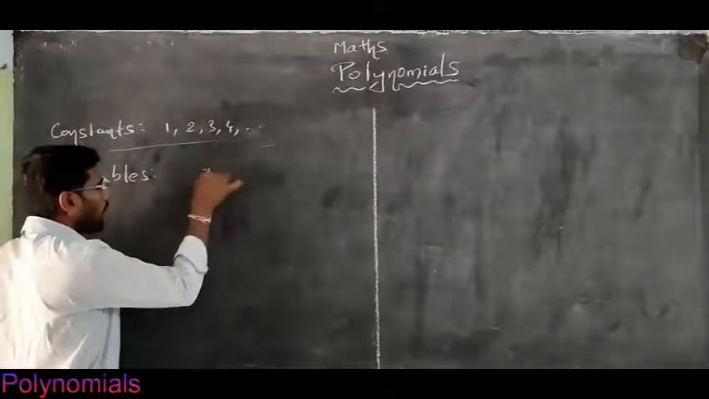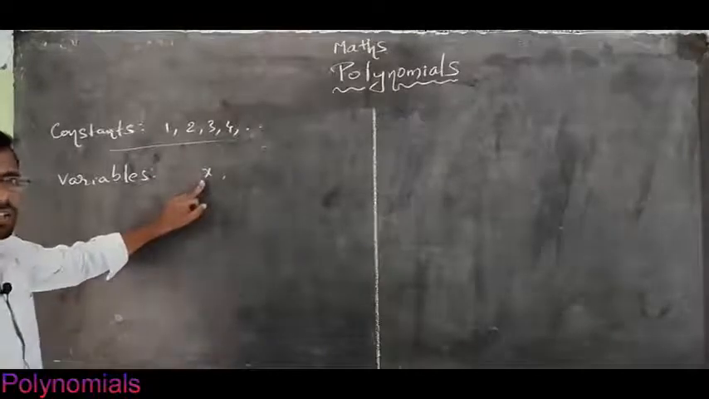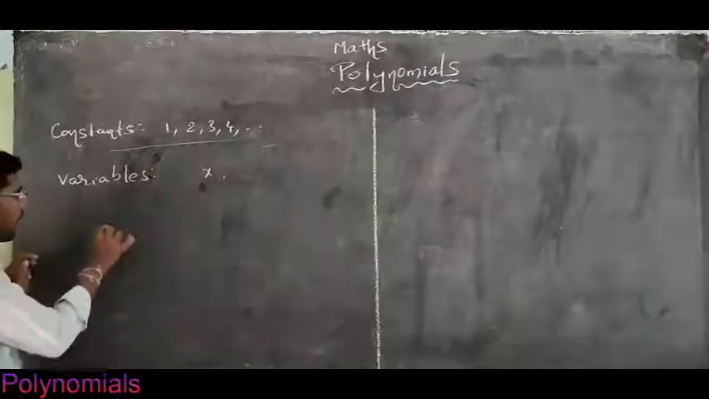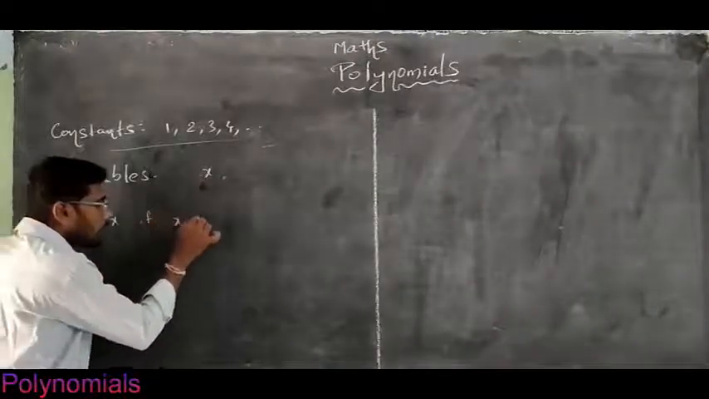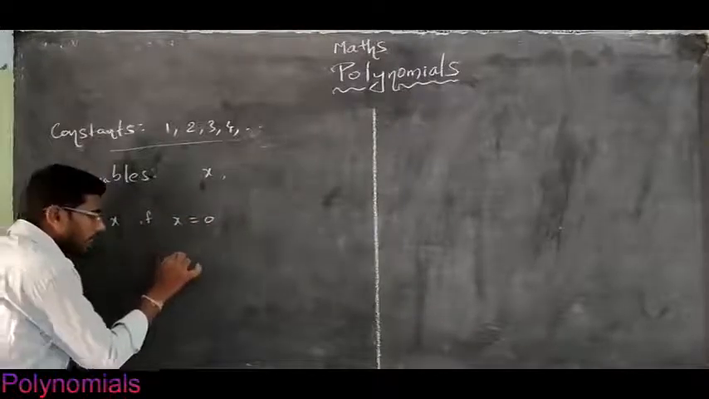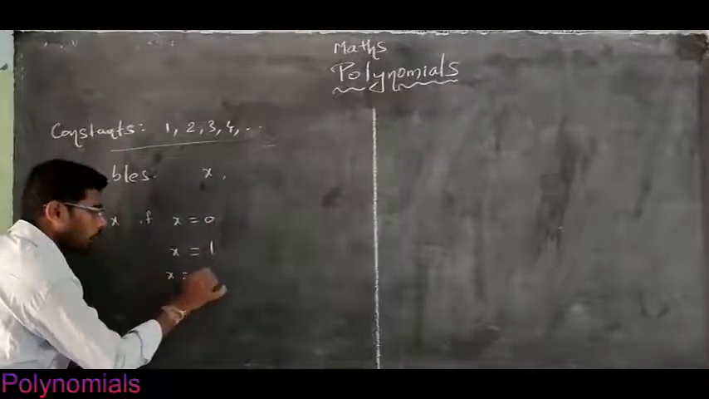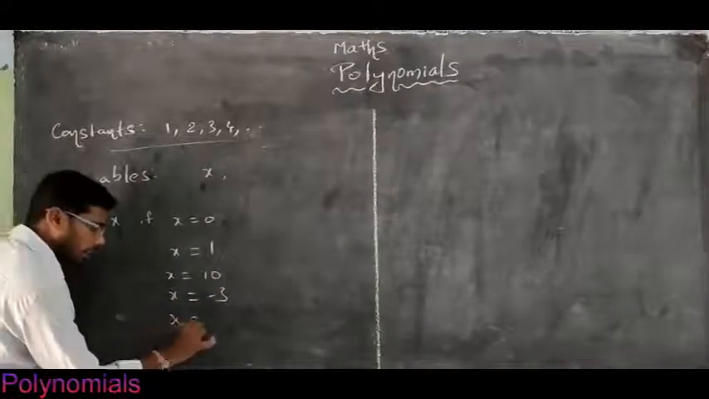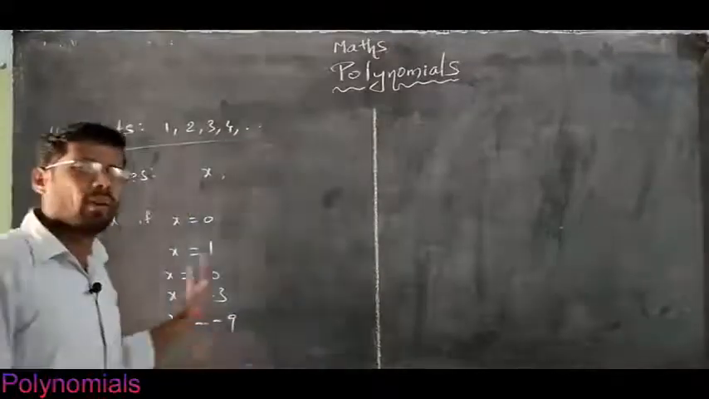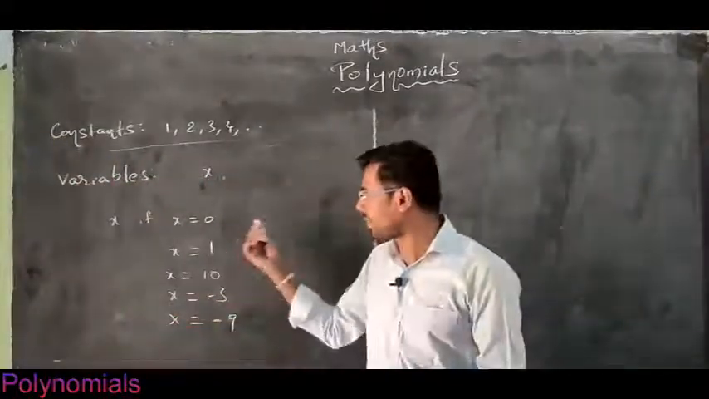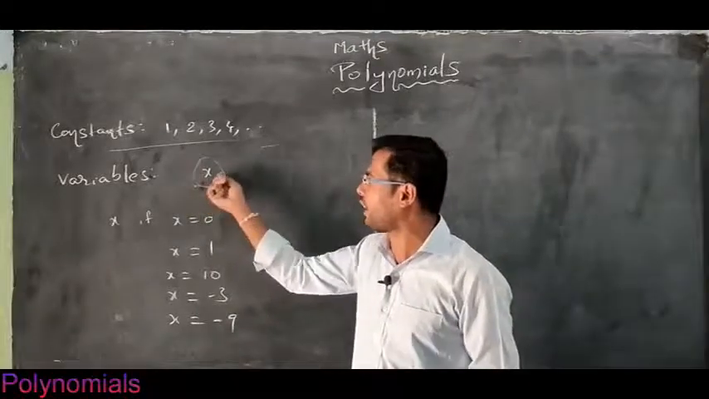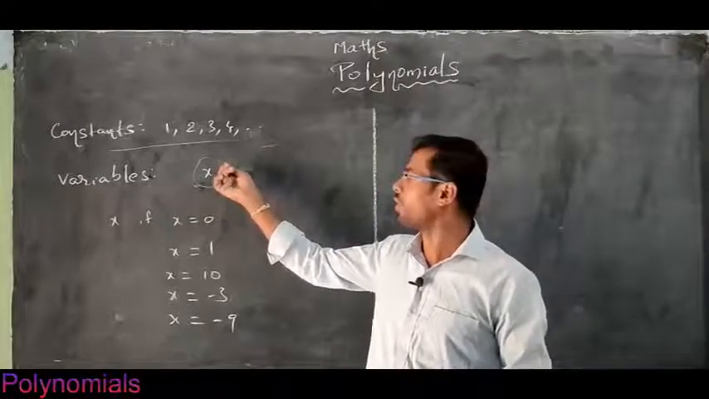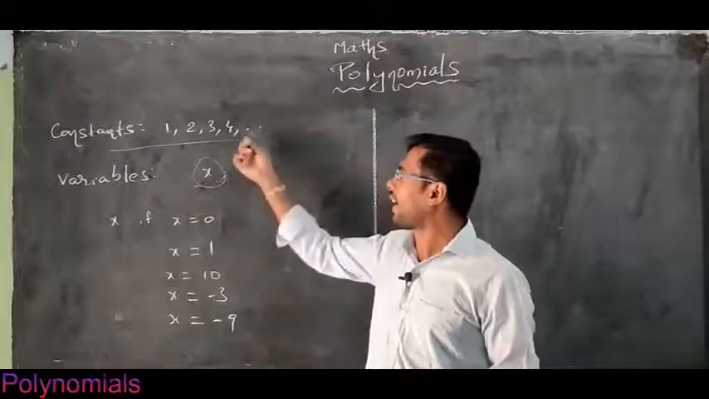Variable means what? Suppose I am taking x. Here I am taking one alphabet, and I am assuming that alphabet is x. Here I can take x equals 0. I can take x equals 1. I can take x equals 10. I can take x equals minus 3. I can take x equals minus 10. Any number or any value I can take. Its value is changing. Whatever value we can assume, we can assign to this x. So that's why we call it a variable.